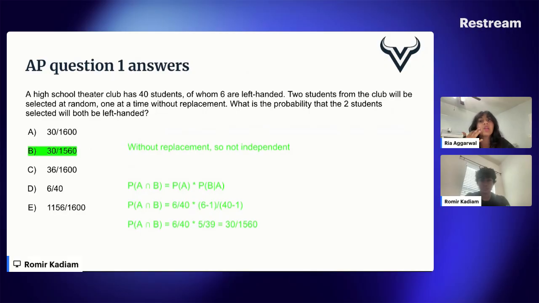When we do that, because we have 6 people that are left-handed out of 40 students, probability of A is 6 out of 40. So we're going to multiply that because we want the probability of 2 students being selected that are left-handed. We're going to take one of the left-handed students out, so it goes from 6 left-handed students to 5. So our numerator will change from 6 to 5 for the second fraction. And then because we also took a student out, instead of 40 total students, now we have 39 total students. So ultimately you're going to multiply 6 over 40 times 5 over 39 to get your answer of 30 over 1560.